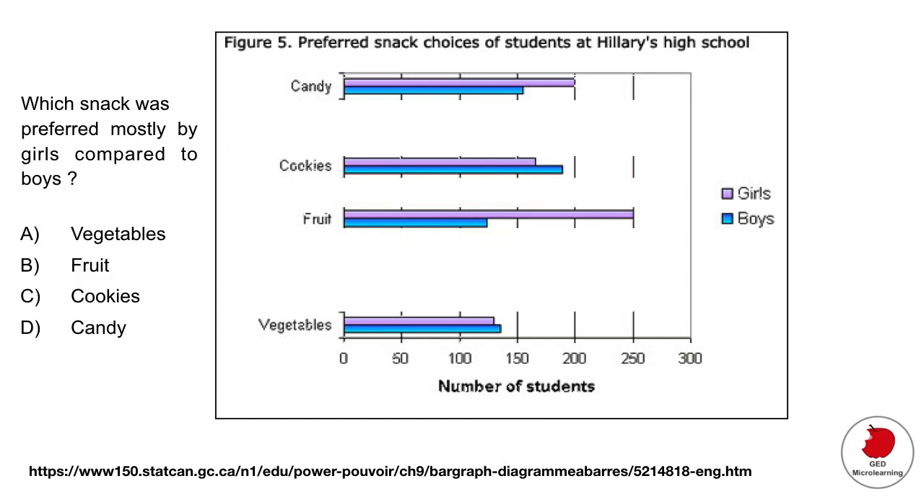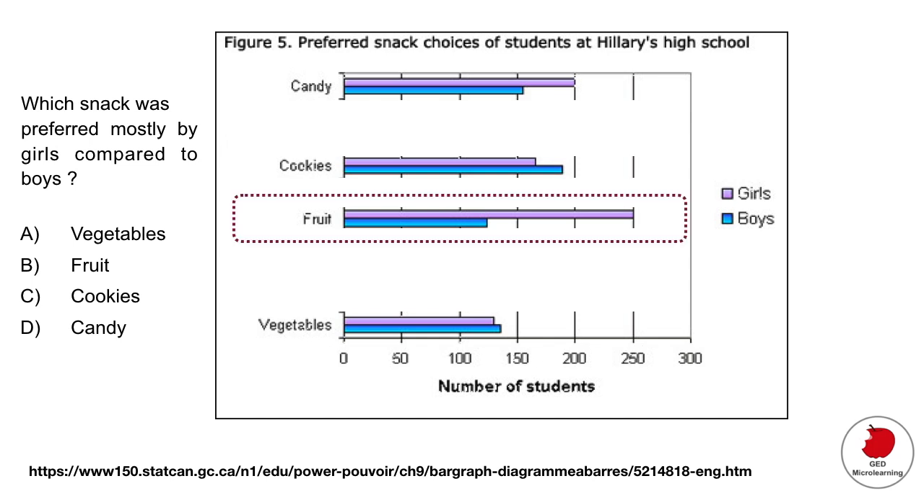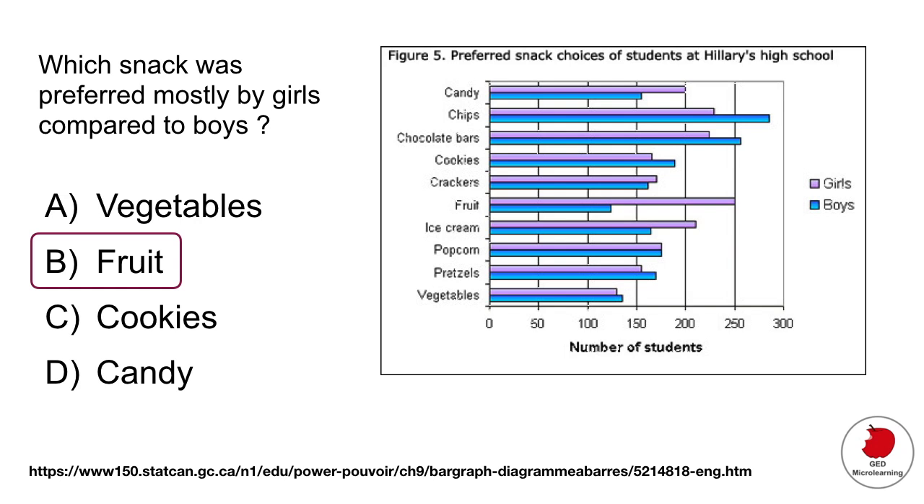All right, so let's go back to our question. Here the answer options specifically ask about vegetables, fruit, cookies, and candy. So I've eliminated the other options just for clarity. And here now it's very clear, right? Which snack is preferred more by girls versus boys? Well, obviously the fruit. You can see that the girls, represented by the purple bar, are much greater than the boys, represented with the blue bar. So the correct answer would be B.